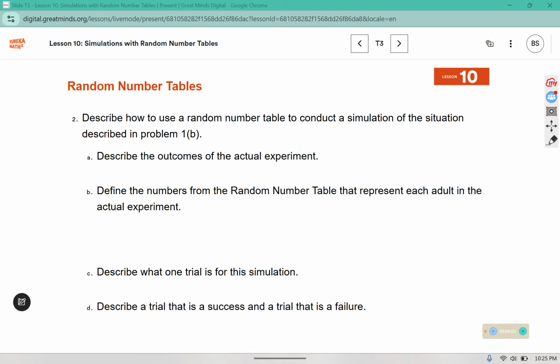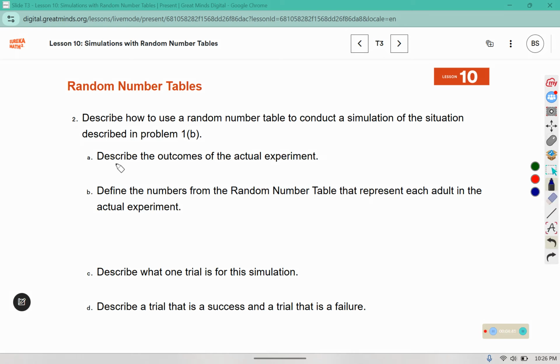Another way to conduct a simulation is with a random number table or a random digit table. The spaces in the list are not indicating a value of the numbers, but just that it's a way to organize it and keep straight where you are in the table when moving from one value to the next. So it says, describe how to use a random number table to conduct a simulation of the situation described in problem 1b. Describe the outcomes of the actual experiment. Define the numbers from the random number table that represent each adult in the actual experiment.